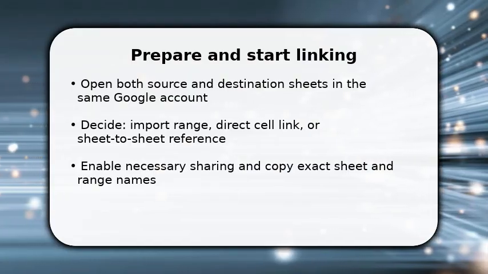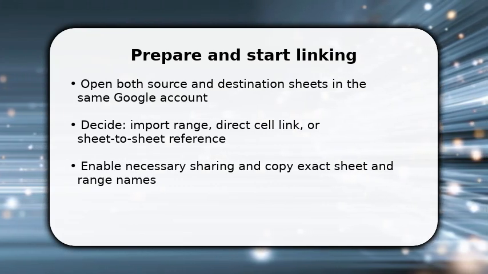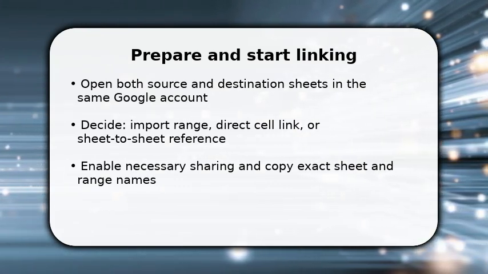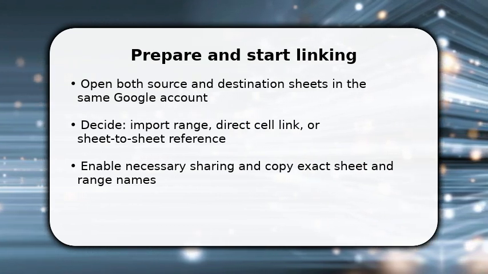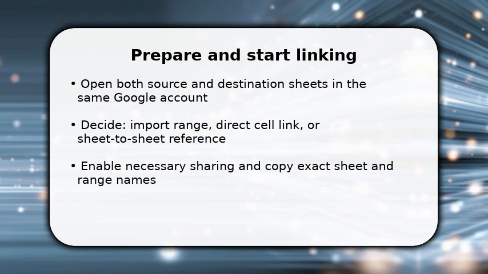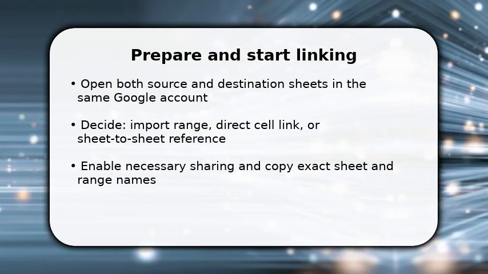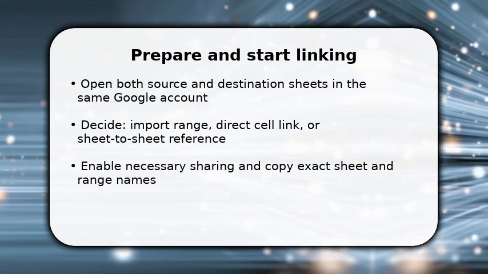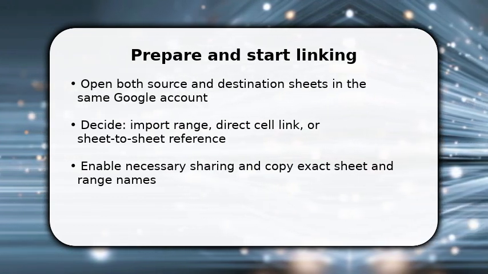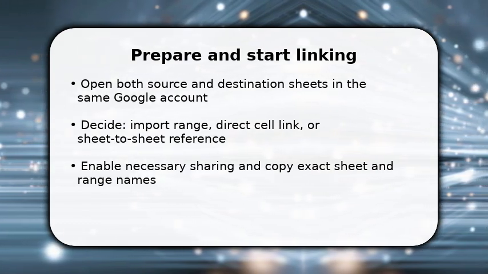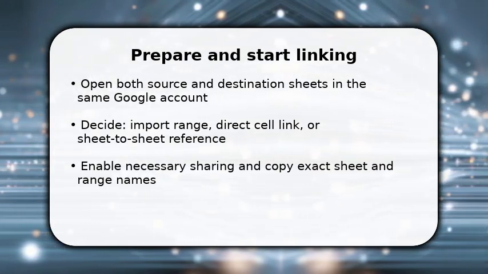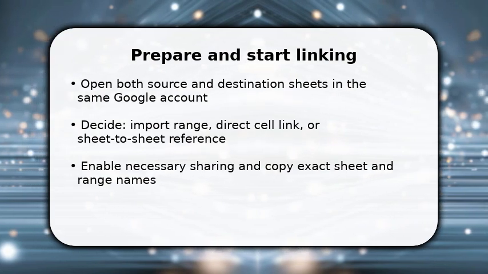You begin by opening both spreadsheets and confirming you have edit or view access to the source. Once done, decide whether you need import range for cross-file sync, a direct cell reference for same-file links, or a sheet-to-sheet reference for simple copying. Make sure to copy the exact sheet name and range, like Sheet1!A1:B10. You'll need sharing permissions for import range. If prompted, click Allow Access. This gets you immediately ready to insert the formula.